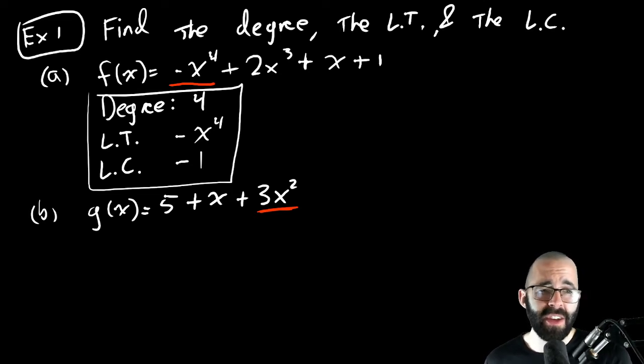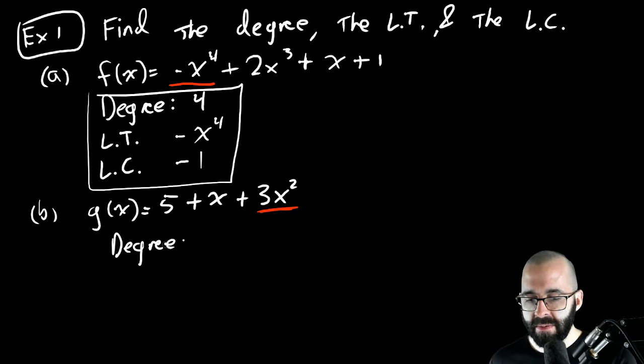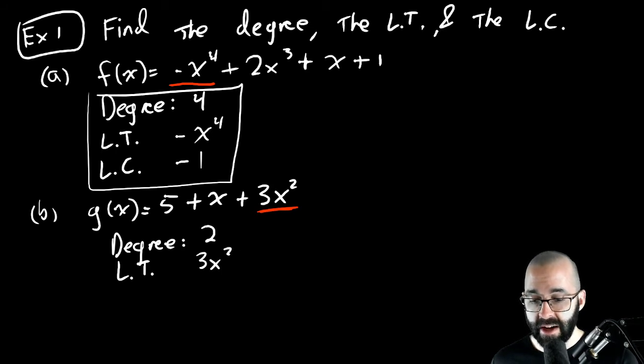It means the first term if you have it in the right form, but you can either change the form or just underline it like this. But either way, the degree is 2. The leading term is the underlined thing, 3x squared, and the leading coefficient is 3.